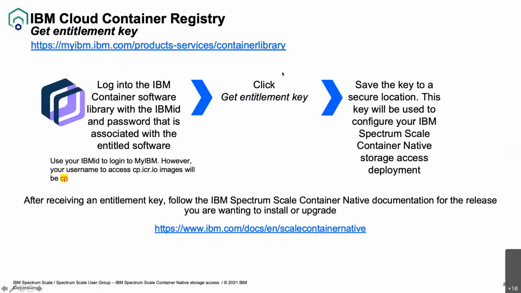So you log in, you get the entitlement key, and there's a nice little copy button that you'll click and you'll get that. We'll show that in the demo here in a second. Save that key because you're going to use that to configure your CNSA deployment. And of course, after you receive the entitlement key, you're going to proceed on to the installation. And this is our link to the official IBM documentation for CNSA.